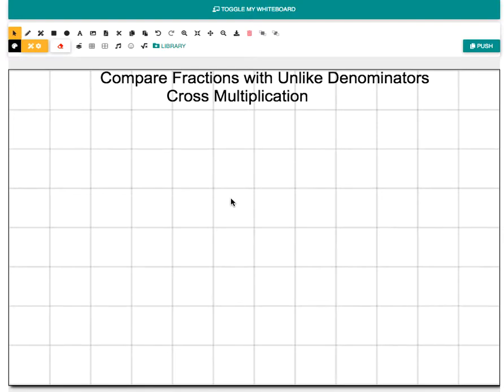Here's our last way to compare fractions with unlike denominators. Some students like this one a lot because they don't have to use pictures or number lines or fraction bars, and they're able to just use their multiplication. So let's say we're going to compare fractions with unlike denominators using cross multiplication. I'm going to show you what that is.